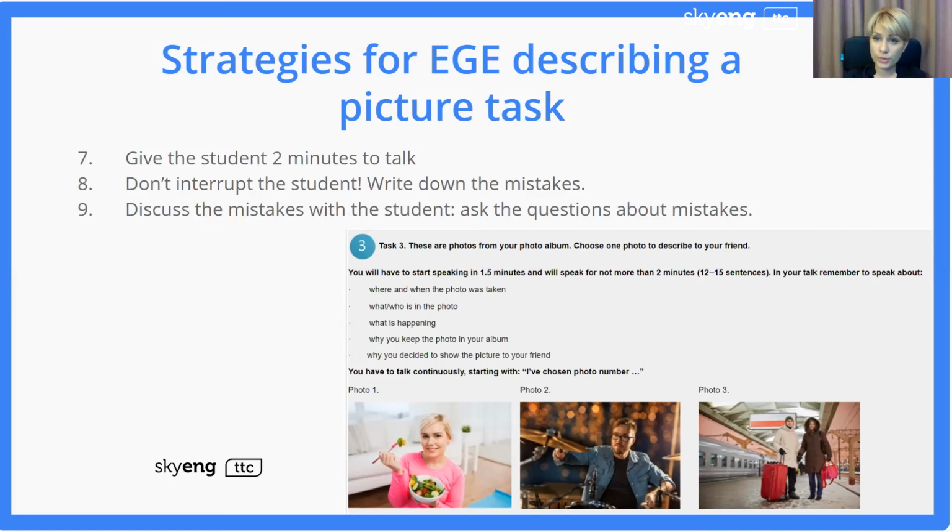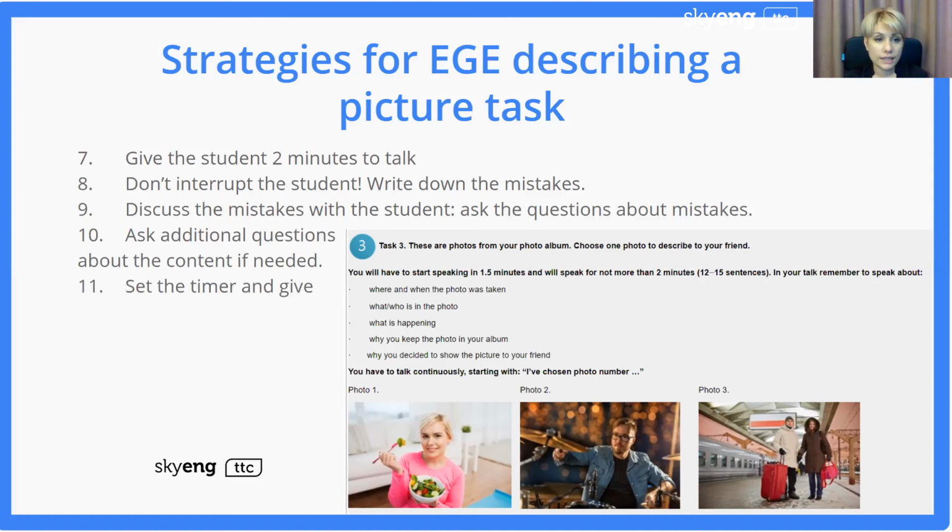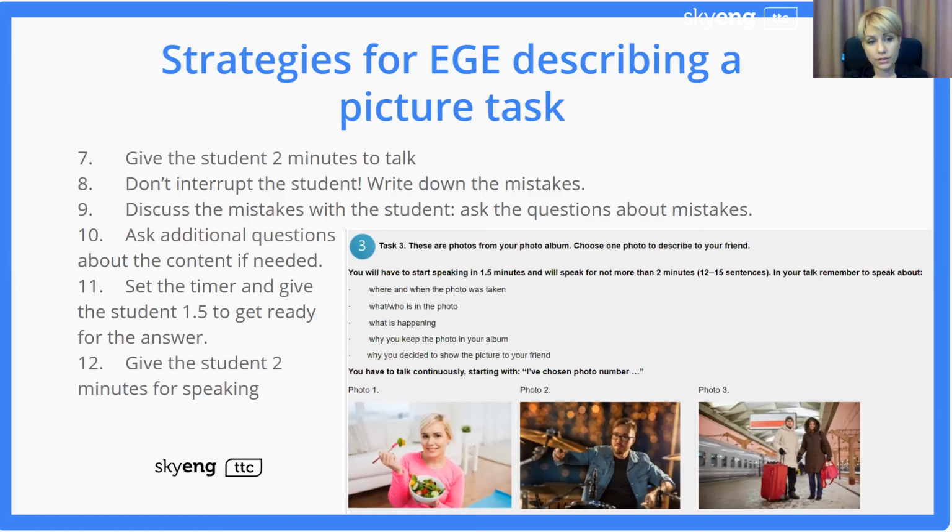We can ask questions about mistakes, like what is the correct option here. We can ask some additional questions about the content if needed, if we understand that the student hasn't mentioned something, for example, the background. We can say, well, what can you see in the background? Where is the person, inside or outside, just to give some ideas for the student. And again, we set the timer after this correction and give the student some time to get ready and give the student time to speak, and then we praise the student. It's an important part of the task.